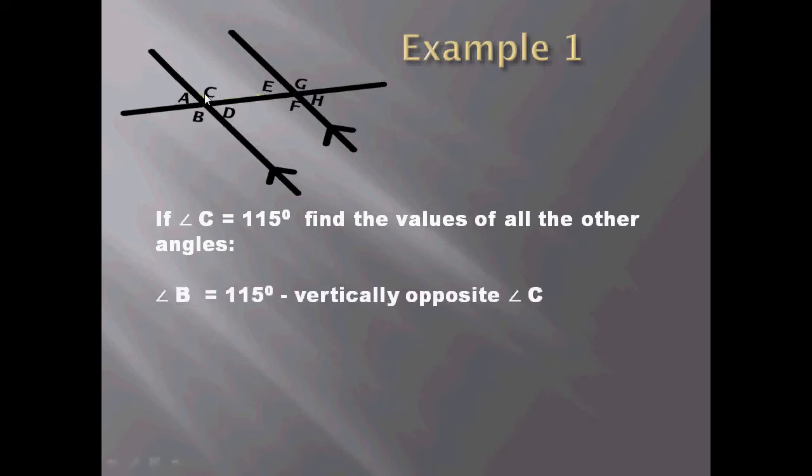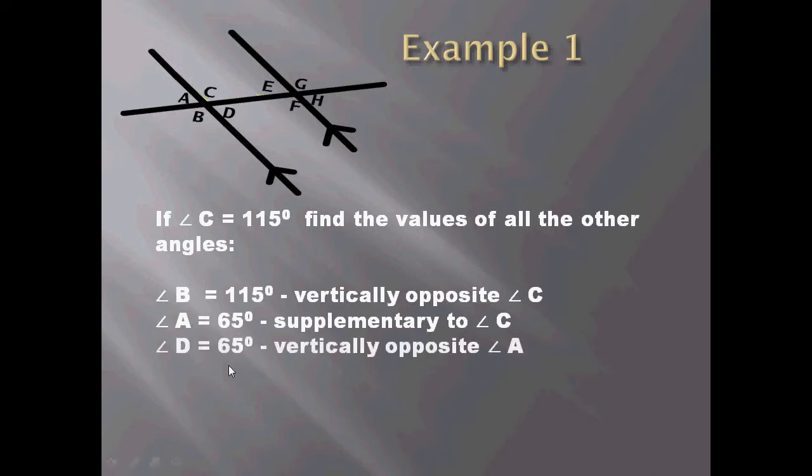Okay, angle B is 115. It's vertically opposite angle C. We can see that there. Angle A is 65 because it's supplementary to angle C. So angle C plus angle A have to equal 180 degrees. They're angles on a straight line. Angle D equals 65 because it's vertically opposite angle A.